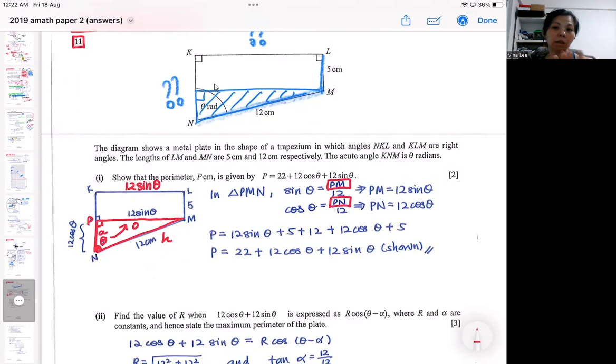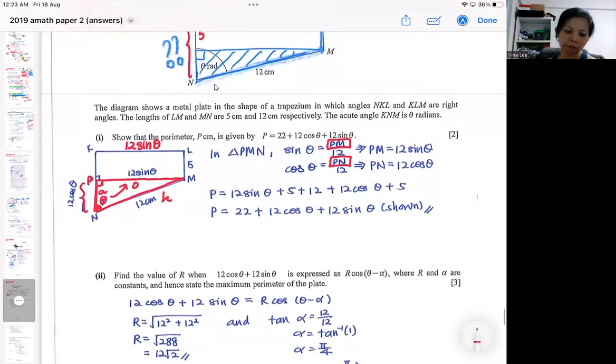So I just simply use a triangle. I do a normal trigo, and I can get these two expressions. If I can get this part as 12 cosine theta, for the whole thing I just add in an extra 5. So I add up all the lengths, and that will be the expression that is given. It's not a lot of marks because it's actually quite easy. The main mark is awarded here on the trigo triangle.